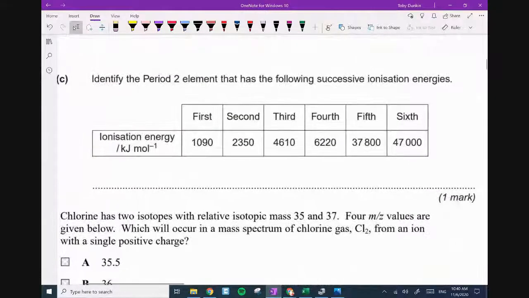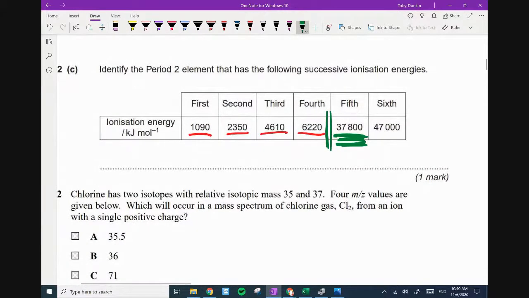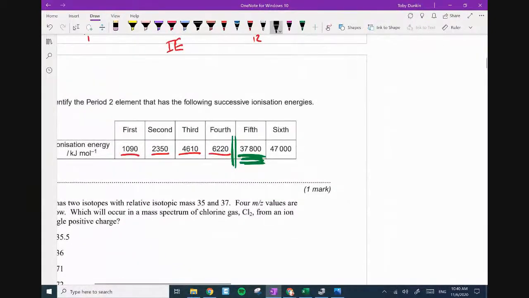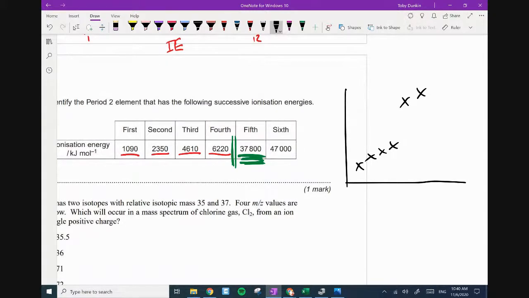Next one, rather than predicting one, they're just using it to see a jump. So first, pretty tough. Second, tougher. Third, tougher. Fourth, tougher. Holy moly! Now, that there, guys, that's a jump. What group am I in? I'm in group 4. The graph would have looked like this. The graph's just gone boom, boom, boom, boom, boom.